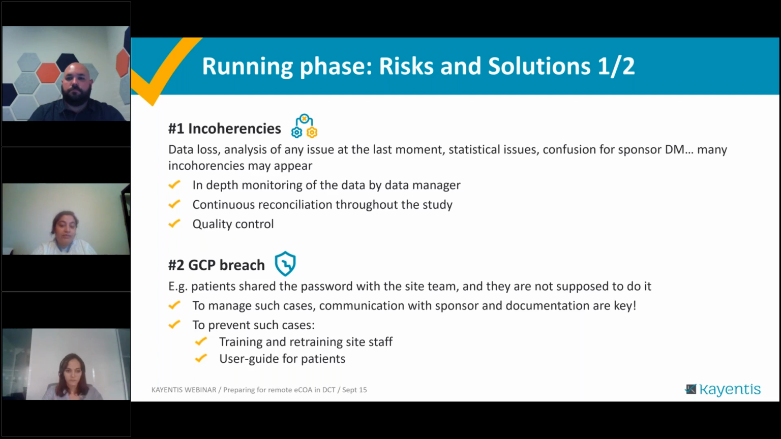Another challenge we can face is GCP breach. Different types of GCP breach can be observed during the trial, the most common being sharing of passwords. So what could be the steps taken to resolve this issue? First and foremost, inform the sponsor immediately so that they can decide how to treat the data concerned due to the GCP breach. Later, we can retrain the site and the patient to avoid such incidents in future. We can also make simplified user guides for the patients.